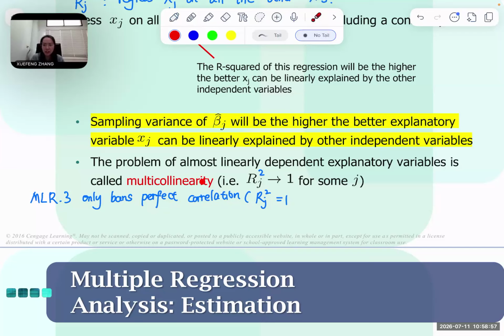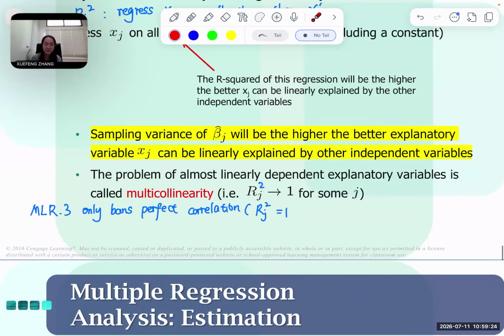Multicollinearity is the imperfect but severe case. Rj squared is close to 1, but not quite equal to 1. This model is still technically valid. OLS still runs, but your estimates become very imprecise with huge standard errors, even though nothing is technically broken.